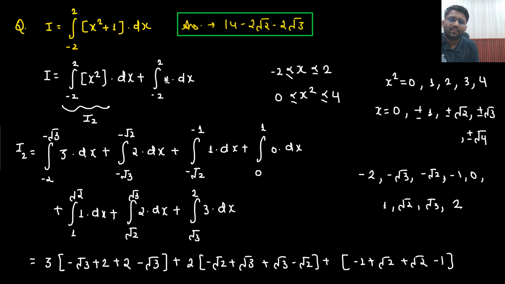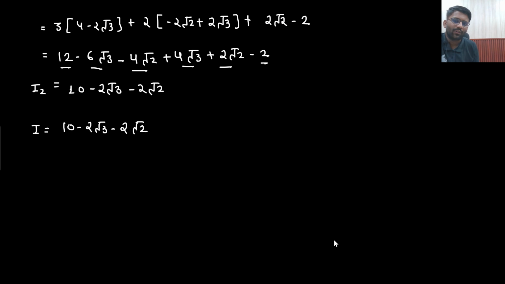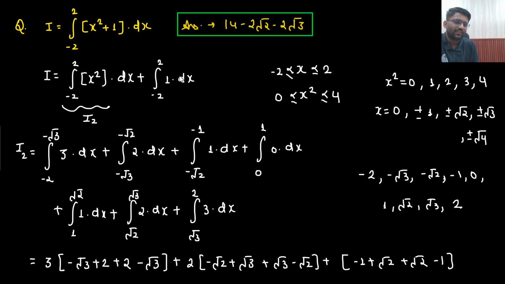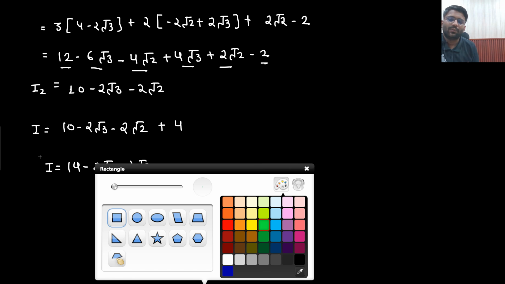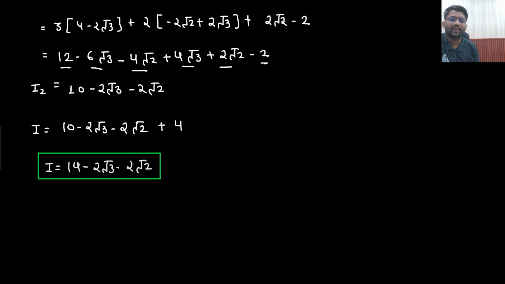And here, what will this give you? This integration will give you 4, no? Just x from minus 2 to 2, 2 minus of minus 2 will be 4. So what is the value of I you will be getting? 14 minus 2 under root 3 minus 2 under root 2. There you go. Here your single integral has ended. This is the answer. Okay.